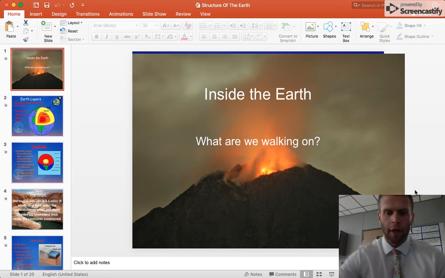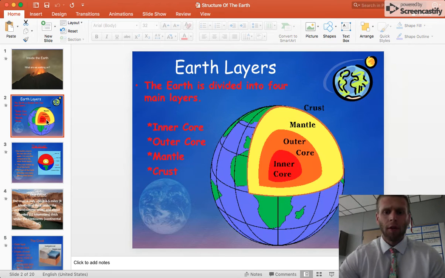All right, today we are talking about the inside of the Earth. What are we walking on? All right, so the Earth's layers, which we briefly discussed in the warm up before, it's divided into four main layers. You have your inner core, outer core, mantle, and crust. So we'll start with the crust.